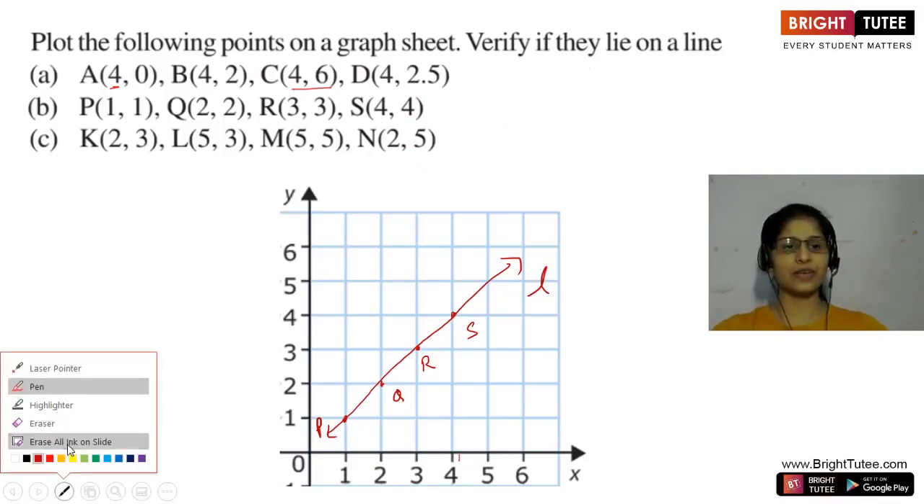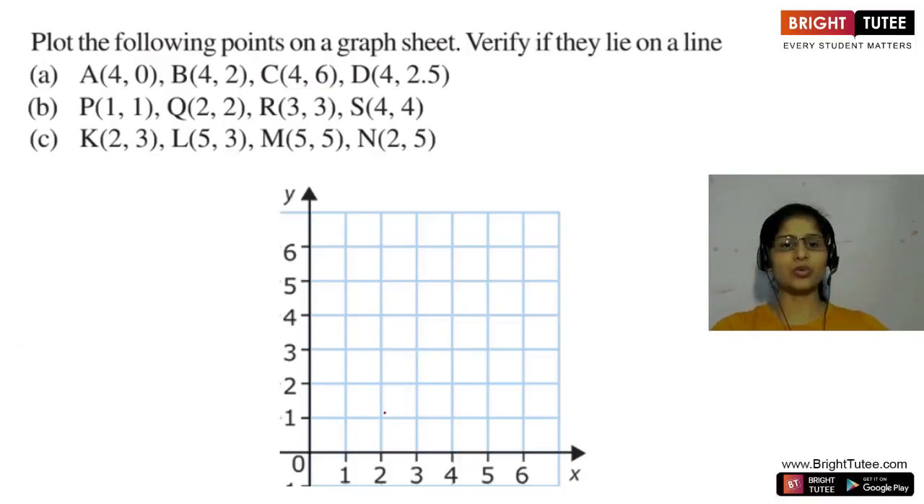So if we try the C one, just see, we have K as 2, 3. 2 is here, 3 is here. This is K point. L point is 5, 3. That is here. M is 5, 5. So that is here. And N is 2, 5. So 2, 5. So K, L is 5, 3. This is M, this is N.